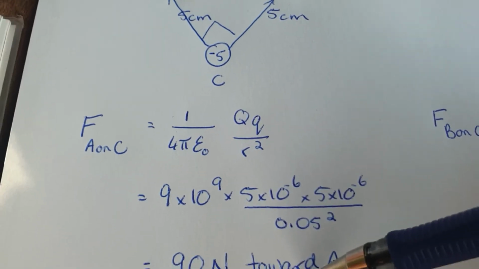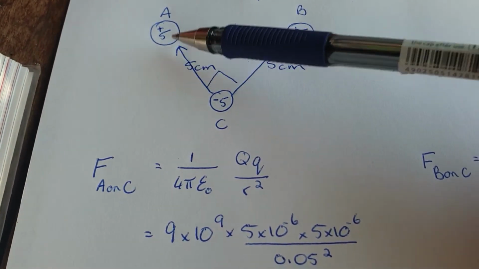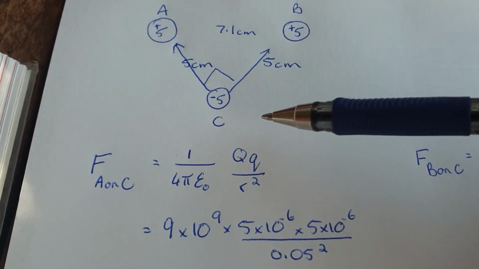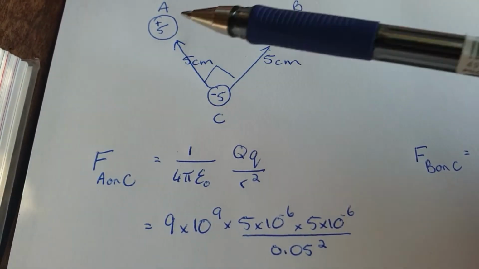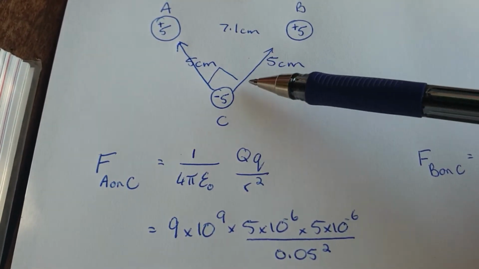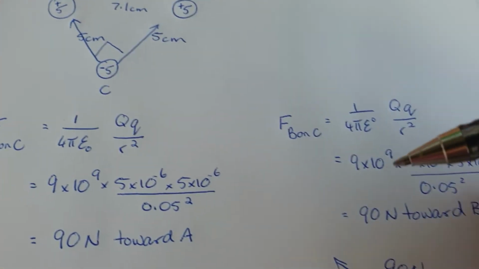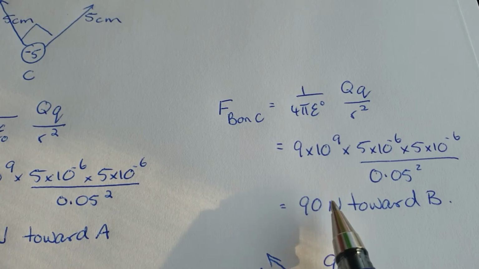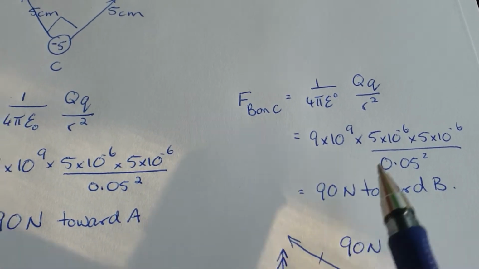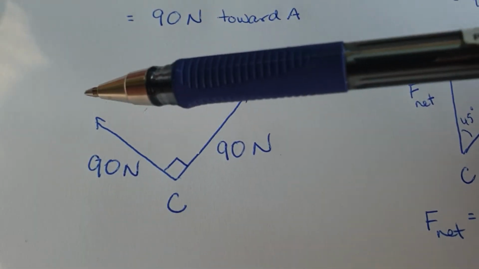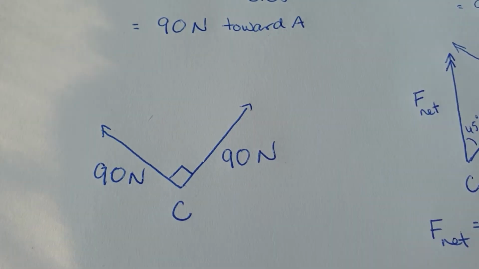Now, if you're smart, you'd say, all right, that's plus 5, minus 5, 5 centimetres apart. This other force must be the same size. I wasn't quite that smart this morning. It's a bit early. So it's 90 as well. So we've got 90 plus 90 at right angles to each other like that.